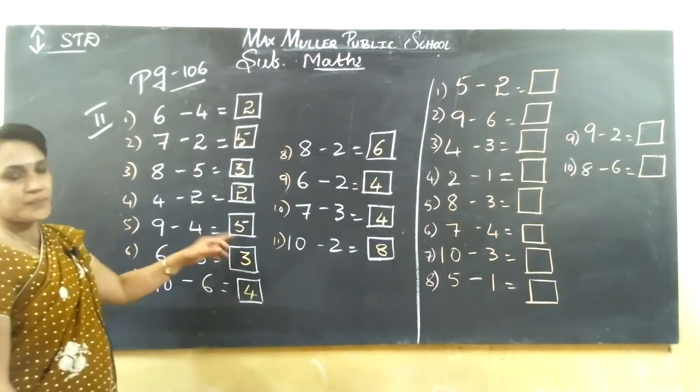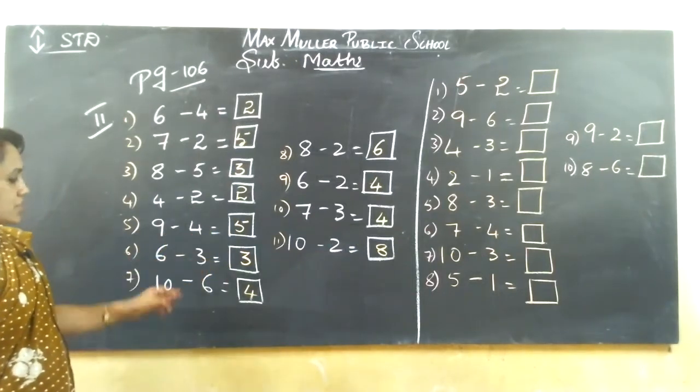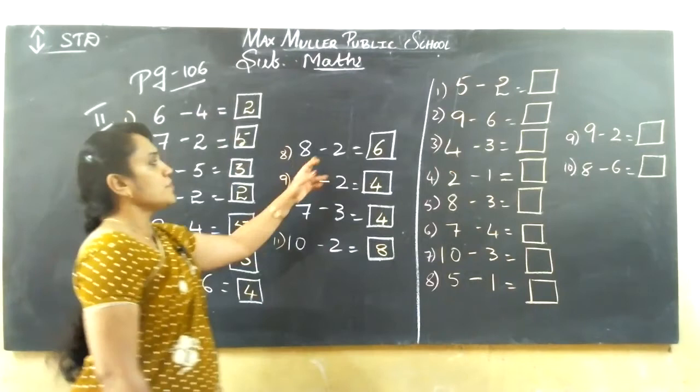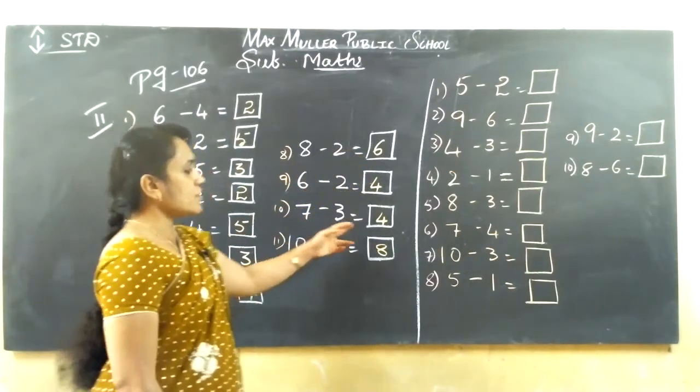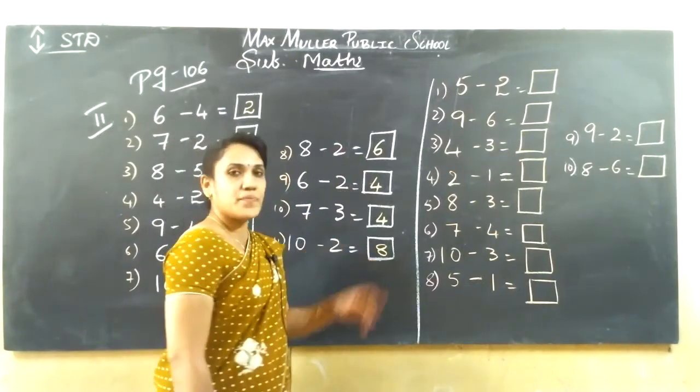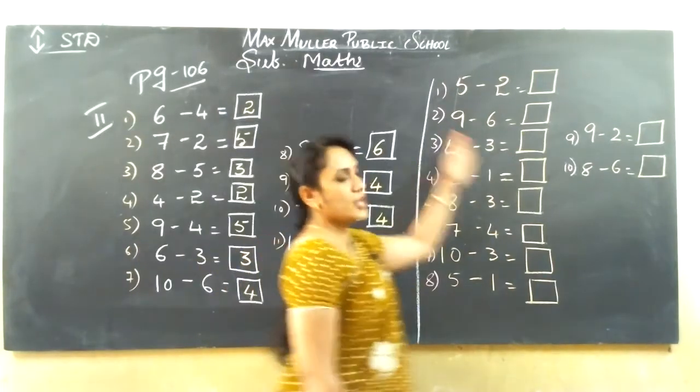9 minus 4, 5. 6 minus 3, 3. 10 minus 6, 4. 8 minus 2, 6. 6 minus 2, 4. 7 minus 3, 4. 10 minus 2, 8. Next, come to the next column.